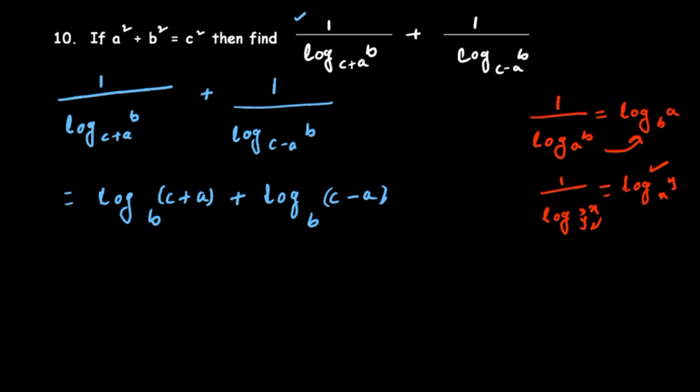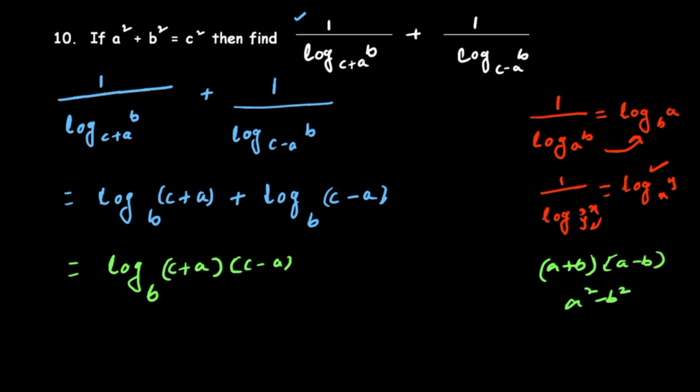So that we write now log, in x into y form. That means (c plus a) into (c minus a) base b. Okay, so we know very well one more important formula, that is (a plus b) into (a minus b) can be written as a square minus b square. So here I am going to write log, this is (c plus a) into (c minus a) equal to c square minus a square base b.